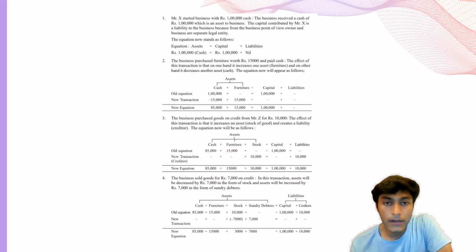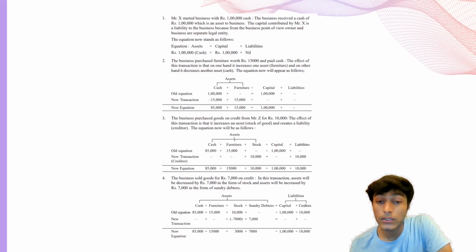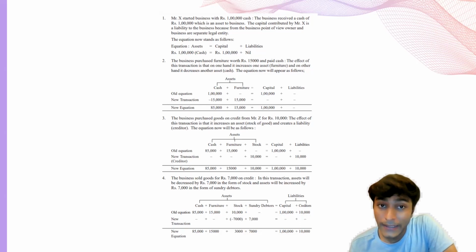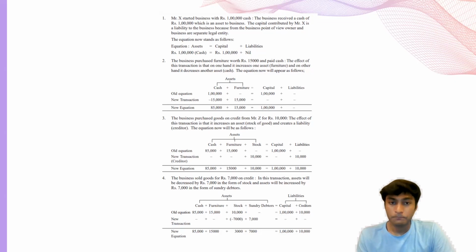In terms of the standard accounting equation, we have received an asset of 1 lakh in the form of cash. Cash is an asset for the business. On the other side, we would also be receiving the liability or the capital. Here we have the capital because Mr. X started the business, so it is the owner's money. So the assets would be equal to 1 lakh, and the capital, which is the owner's equity, would be equal to 1 lakh.